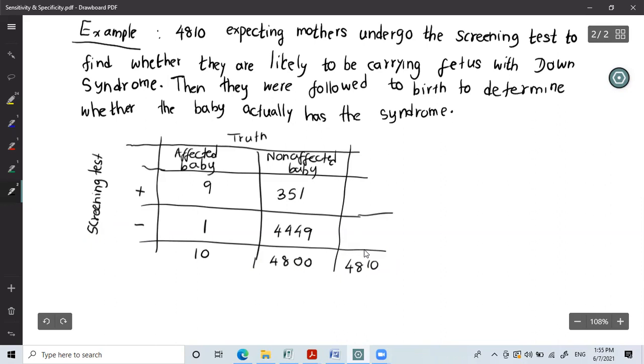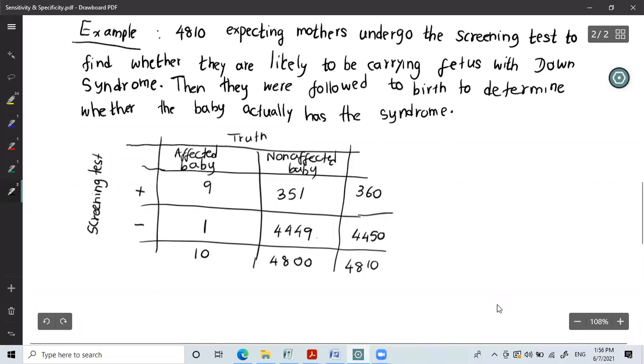Okay, so if you look at these figures, what does this 9 mean? The test gave the positive result and the baby was also suffering from Down syndrome. And this 4,449 is where the baby is healthy and the screening test also gave negative. So 9 is the true positive, 4,449 is the true negative. And you can find these row sums also. So 351 plus 9 is 360. And this will be 4,450.